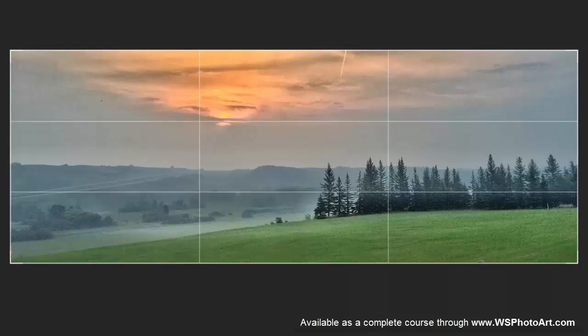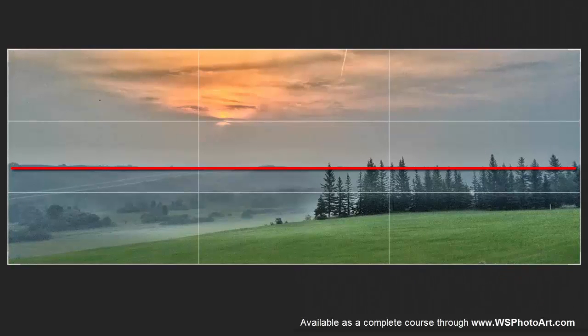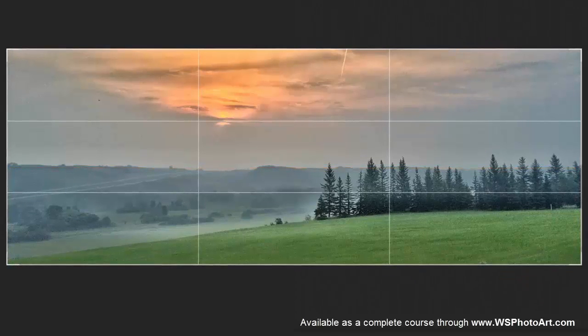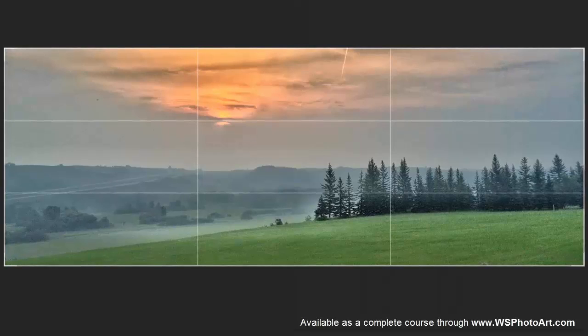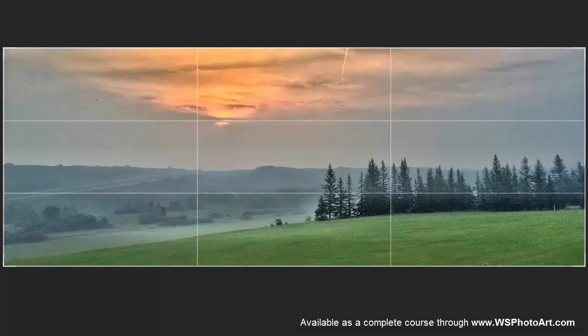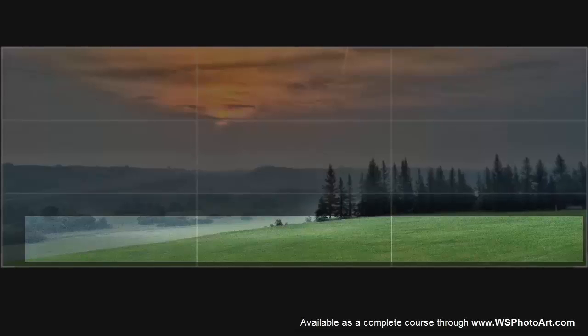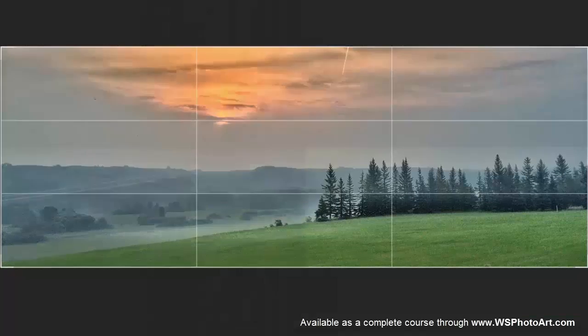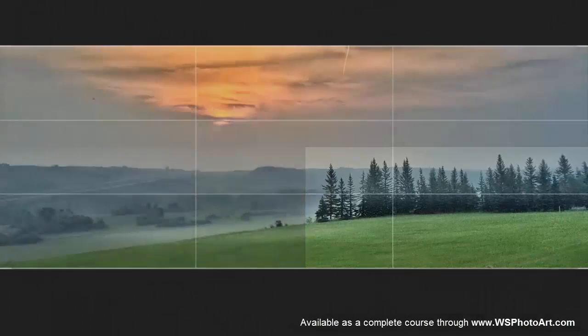So here, even though the true horizon is the hills in the background, they go right through the center, which is not something that you want. You don't want a horizon in the center of your image usually. The actual element that I want that's important to me is the trees and the grass in the foreground. And the trees are in the bottom right third of the frame, and the grass is in the bottom and towards the right of the frame.